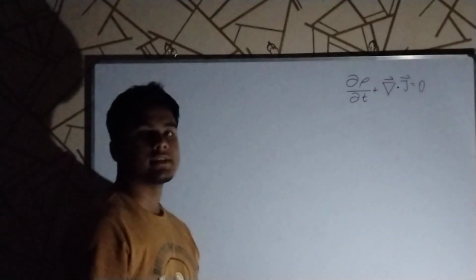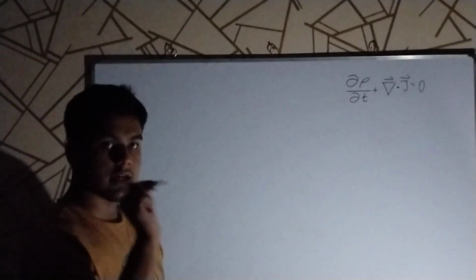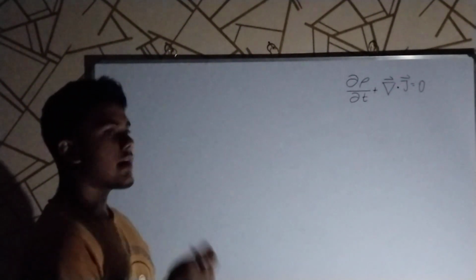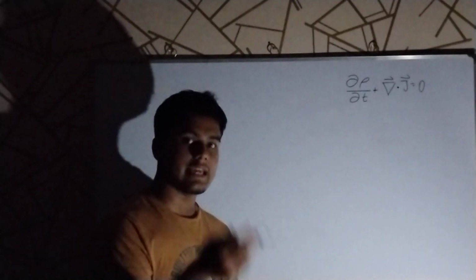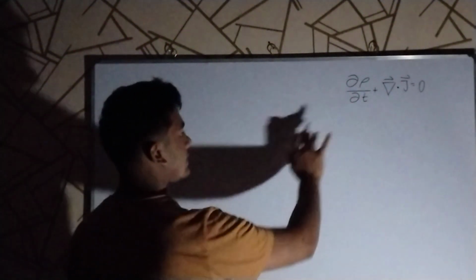So this is the continuity equation, and this explains one of the most fundamental principles of electromagnetism, especially the current: that the current is conserved. The amount of current entering a sphere is the same as the current leaving the sphere. And we can understand this.